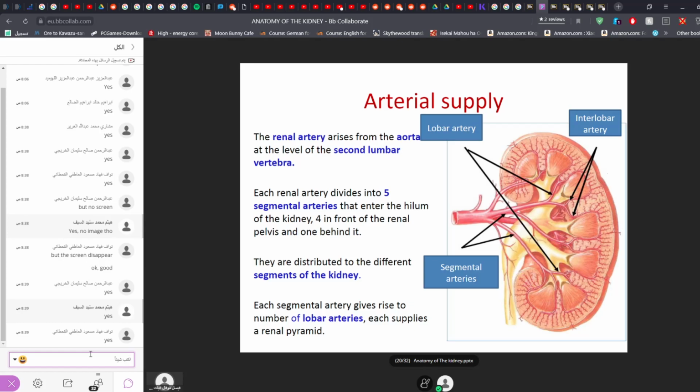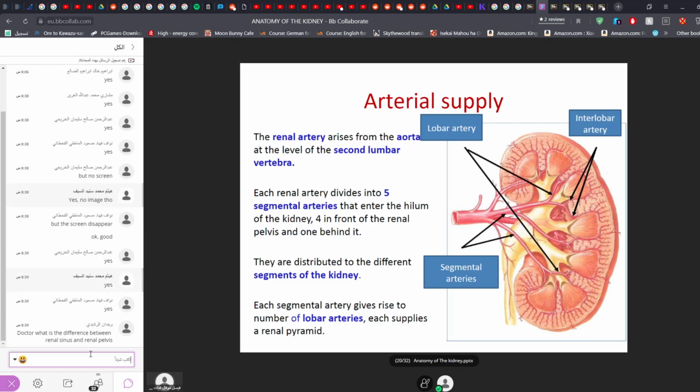You can see the renal artery is entering from the aorta towards the renal hilum. But before entering the hilum, the renal artery divides. Okay, the question comes: what is the difference between the renal sinus and the renal pelvis? Actually, the renal pelvis is the upper expanded part of the ureter, and it is present inside the kidney. And from there it comes out through the renal sinus.